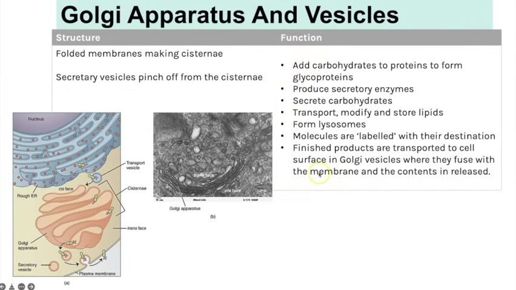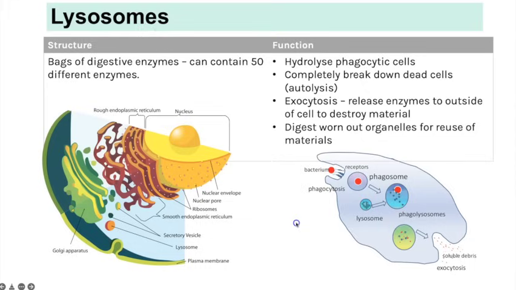We've got the whole list here of the different things that would happen. It could be that carbohydrates are being added to proteins to make glycoproteins, which might be embedded within the cell membrane. You can also produce secretory enzymes, carbohydrates, transport and modify lipids. We get lysosomes. Molecules are also labelled with their destination, essentially meaning they're going to have a molecule added so they'll be able to bind to receptors on the target cell for where that molecule is needed.